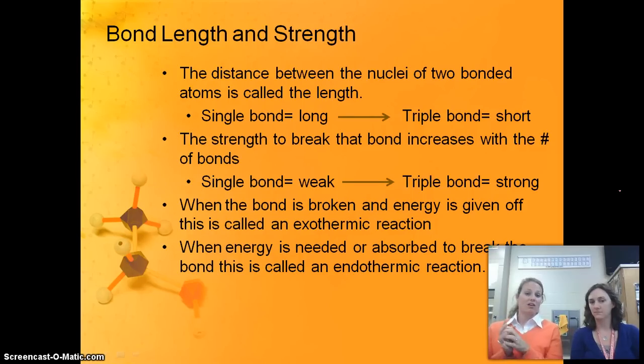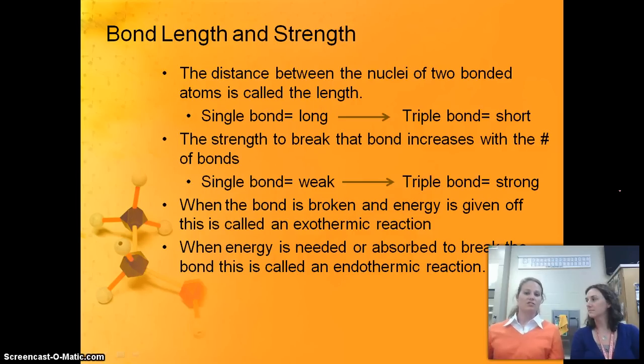The strength also builds as you add more bonds. So a single bond is weak. I always like to think of a guy trying to break a board. One board is easier to break, until you get to a triple bond. If you're going to break three boards, you've got to put in a lot more energy than you do for a single board. So the bond strength increases the more bonds you have.